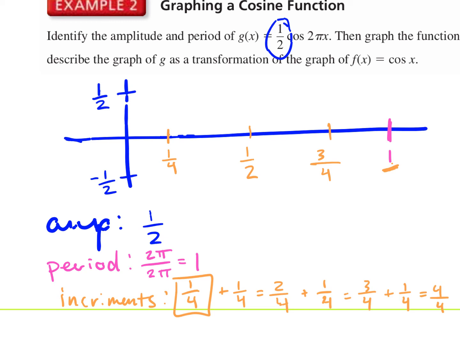You're always going to have 3 increments in between 0 and your period. It's always just going to be split up into 4 nice little sections. That's why we divide it by 4 to find our increments.